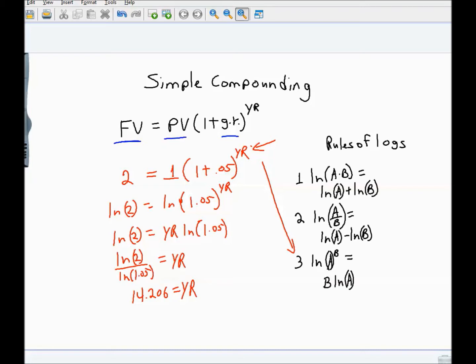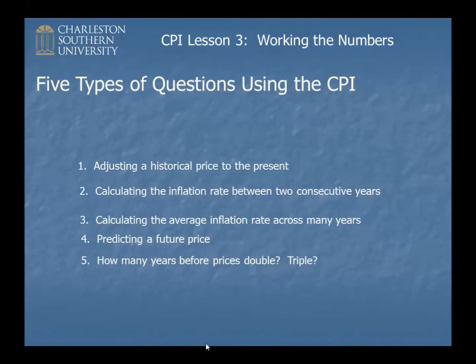So the way you read that is, if the inflation rate is 5%, prices will double in exactly 14.206 years. Alright, so that's the last kind of problem that I might ask you, and you should really work all these in practice.